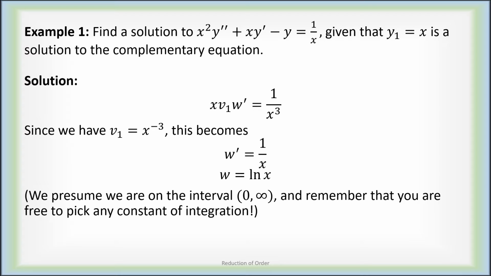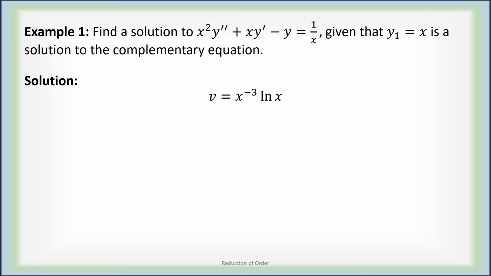And honestly, we might need the log of the absolute value of x, but from the forcing function being 1 over x, we know that any solutions we find are not going to be valid at 0 anyway. So we're either on positive or negative numbers. So let's just assume we're on the positive numbers, and then we don't need the absolute value there. Okay, so w is log x, but v was wv1. Remember, v1 was x to the minus third, so v is x to the minus third times log x.